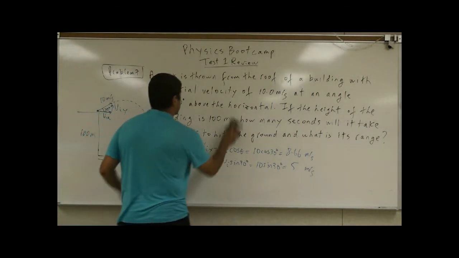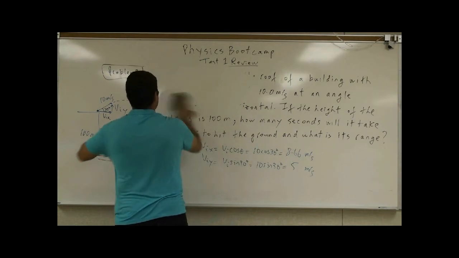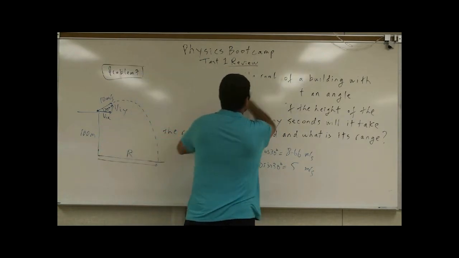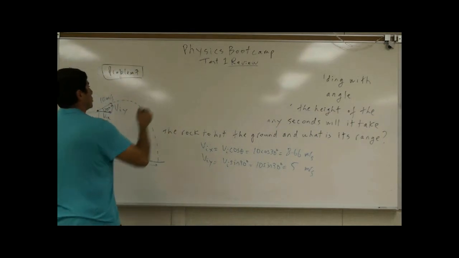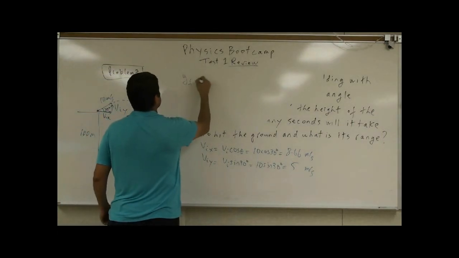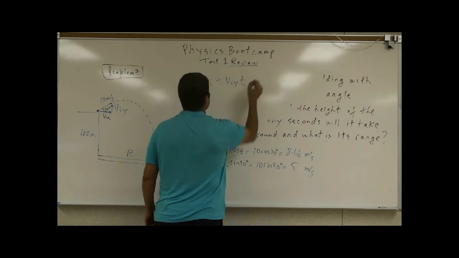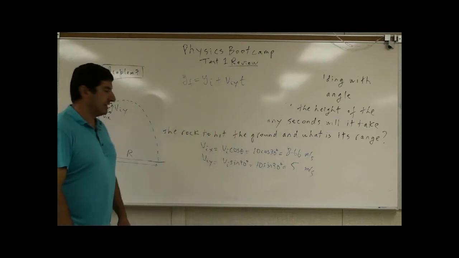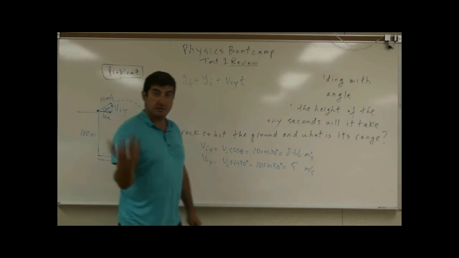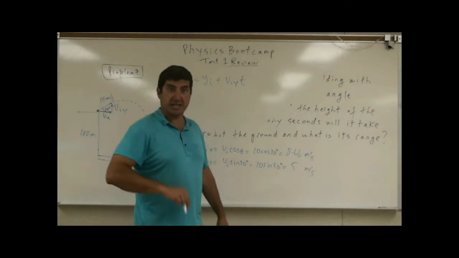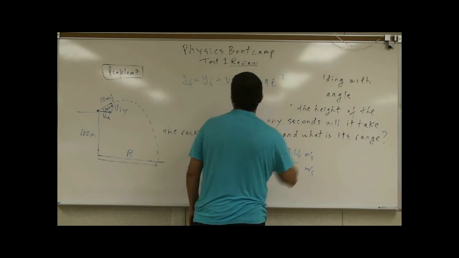So let's go to the y direction now, and it's given to you that the height of the building is 100 meters, right? So we say y final is equal to y initial plus v initial y t. What units are we in again? Meters. Plus half of negative 9.8, so negative 4.9 t squared, because g is negative 9.8.